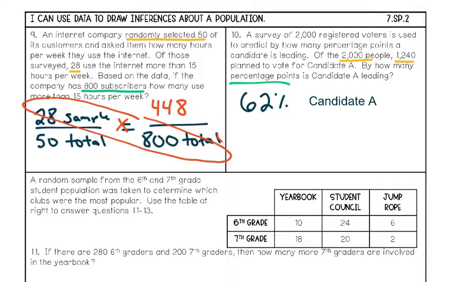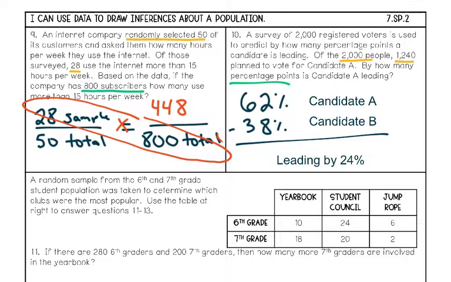The question doesn't say how many percent of people vote for candidate A. They want to know how much candidate A is leading by. So we need to know how much percent is voting for candidate B. Since percent is always out of 100, I know that candidate B has 38% of the votes. And now I'm looking for the difference because it says by how many percentage points is candidate A leading. So I'm going to subtract those numbers. This is how I find that candidate A is leading by 24%.